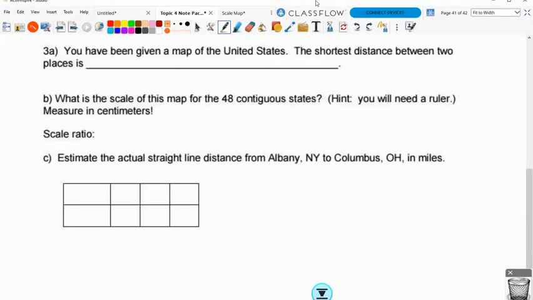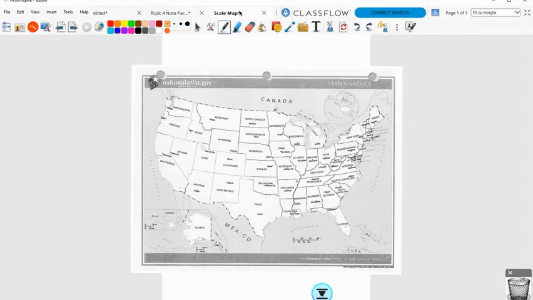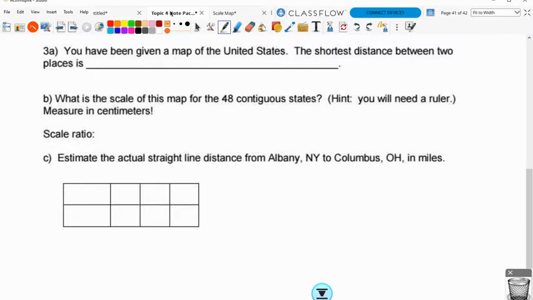For the next set of problems, we're going to be using a map of the United States, and that map looks like this. Okay, so there's a few things that we need to do before we can actually figure out some actual distances on the map here. So what we have is our map of the United States, and what we're going to be doing is finding the shortest distance between two places, and the shortest distance between two places is in a straight line. Okay, a straight line is the shortest distance between any two places. So what we're going to be doing is finding straight line distances between a couple of cities on our map.